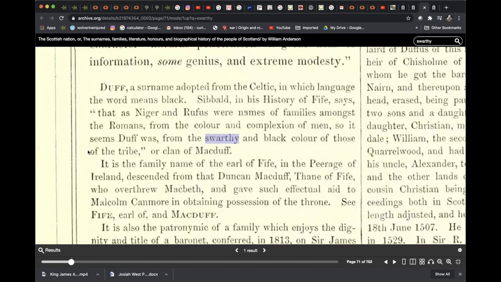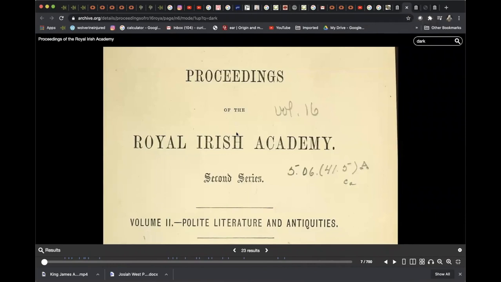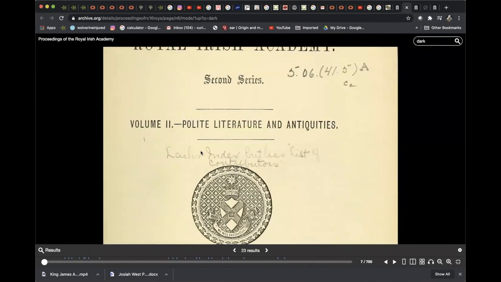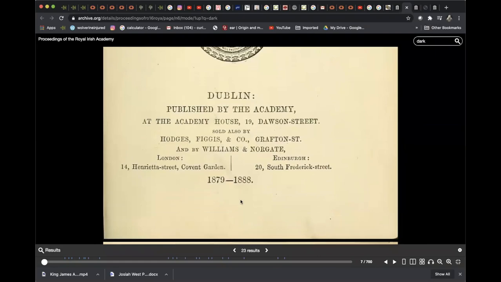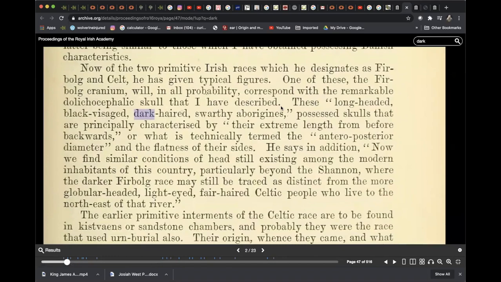All right, now I'm reading from this book. It's called The Proceedings of the Royal Irish Academy, second series, volume 2, Polite Literature and Antiques, Dublin. This is published from the years 1879-1888, it says here. I'm on page 47 of this book. It says, now as to two primitive Irish races, which he designates as Firbolg and Celt, he has given typical figures. One of these, the pharaoh cranium, will in all probability correspond with the remarkable dolichocephalic skull that I have described.